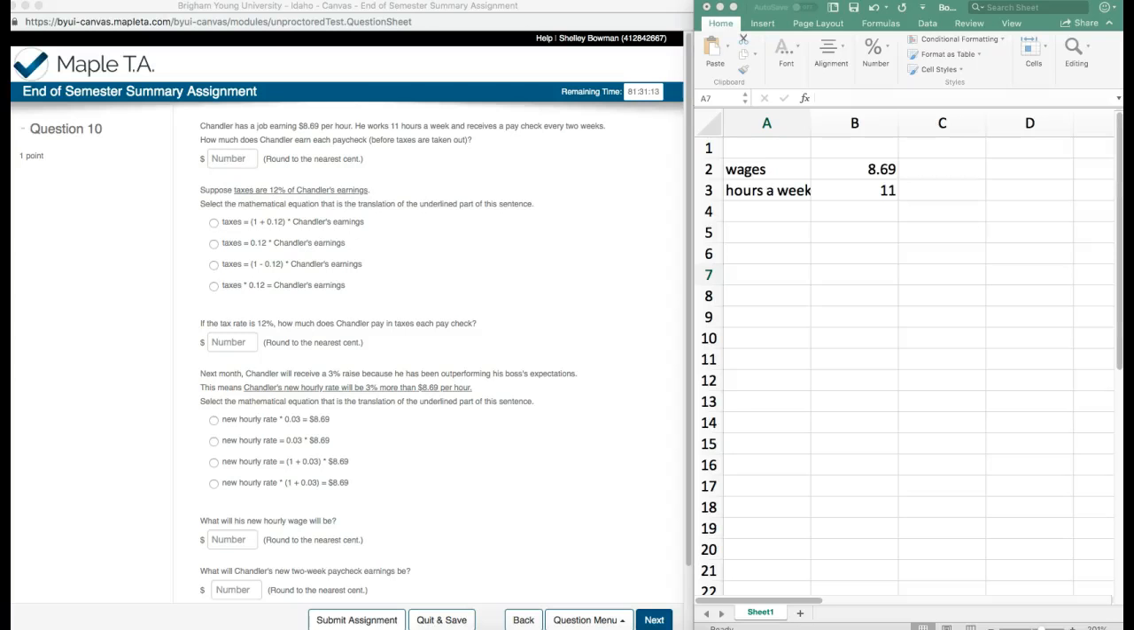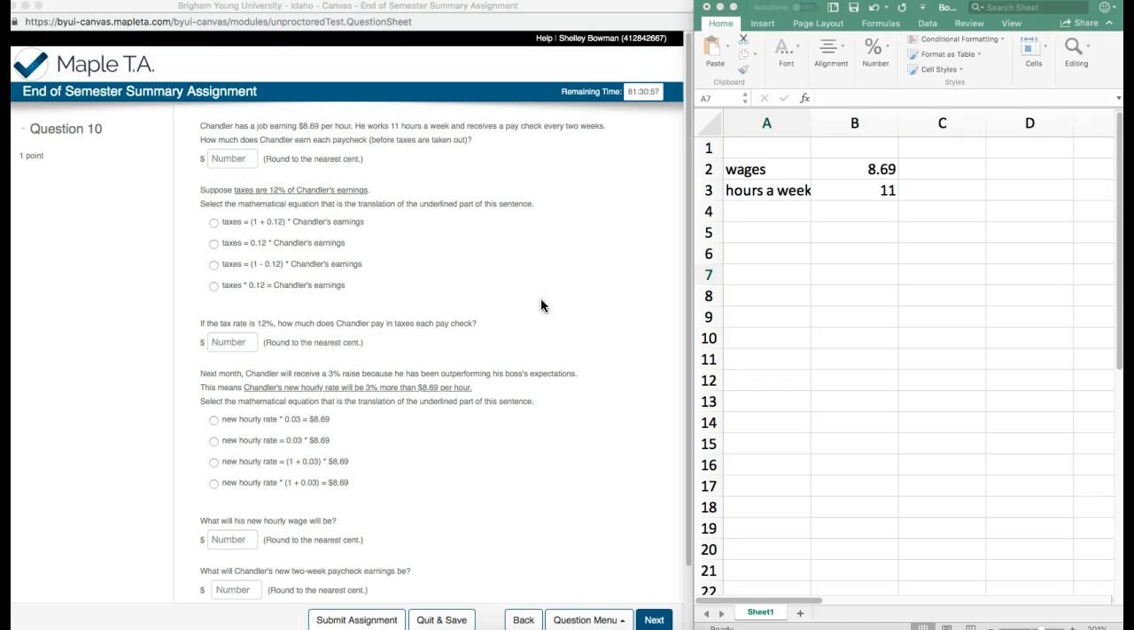Mabel TA, End of Semester Summary Assignment, Question number 10. Chandler has a job earning $8.69 per hour. He works 11 hours a week and receives a paycheck every 2 weeks. How much does Chandler earn each paycheck before taxes are taken out?